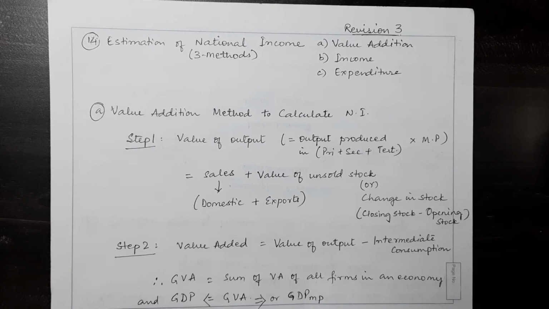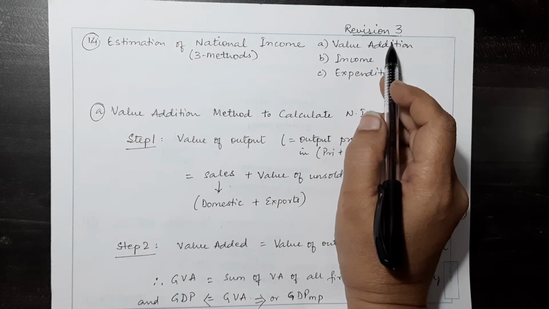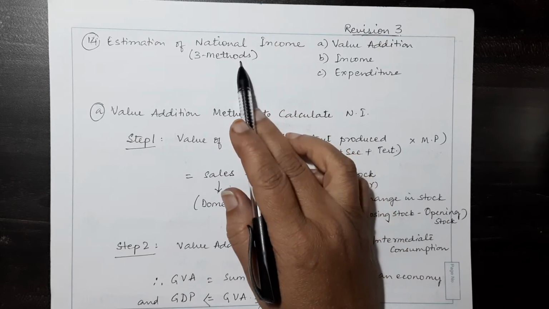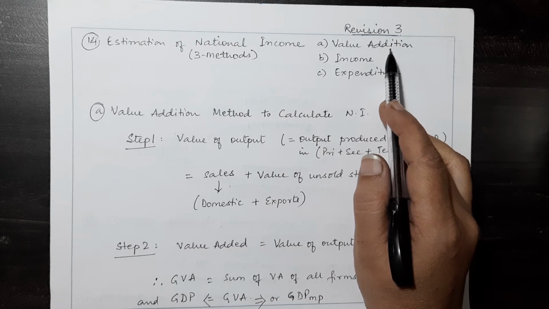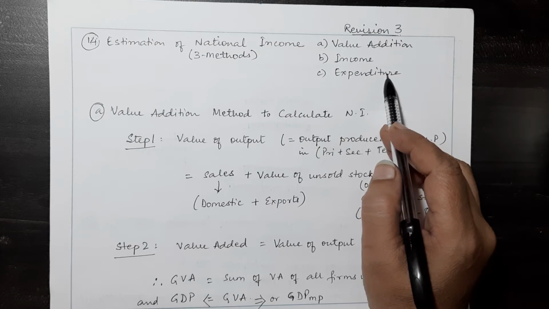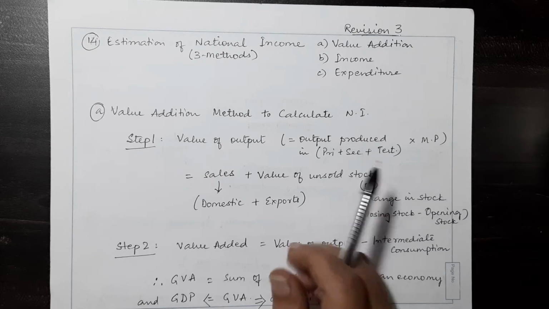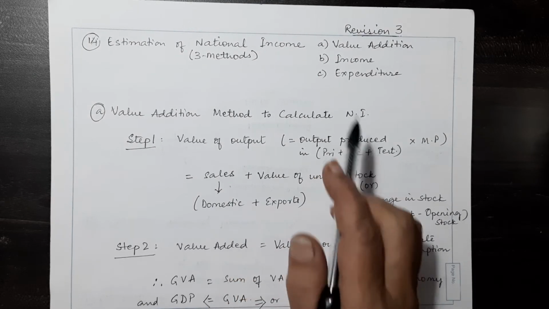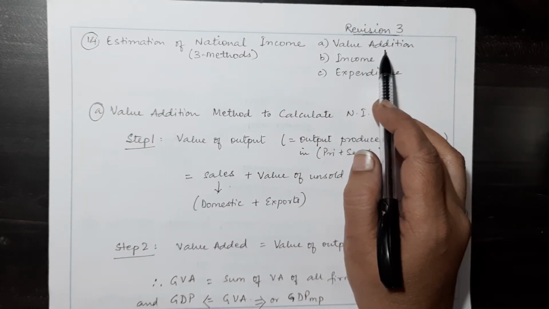Continuing with revision in macroeconomics, in our episode revision 3, we will learn estimation of national income. Now we all learned three methods to calculate the national income: the value addition method, the income method, and the expenditure method. Since there are three phases in the circular flow of income, each phase gives us a method of calculating the national income. So in the production phase, value addition takes place.